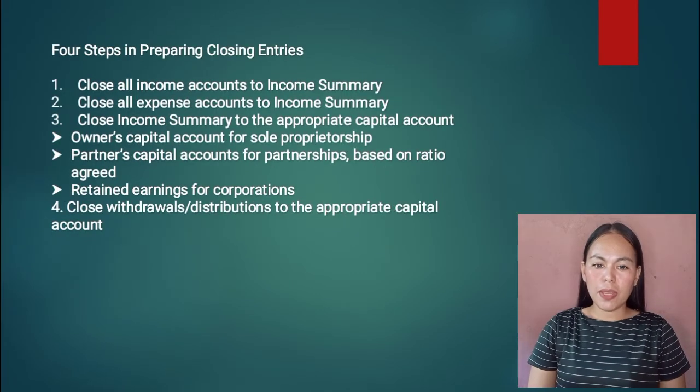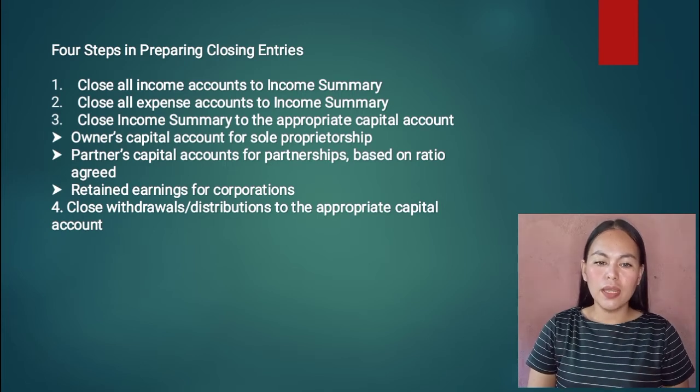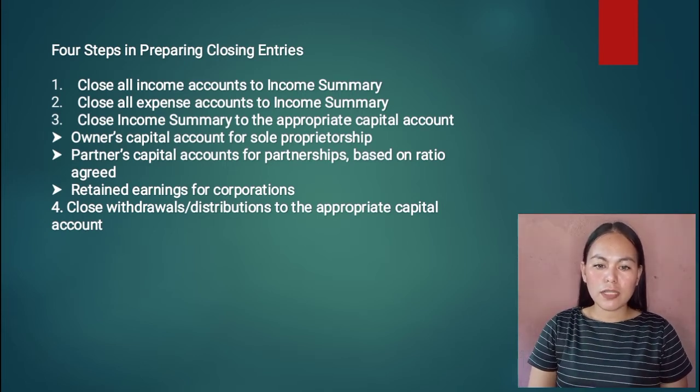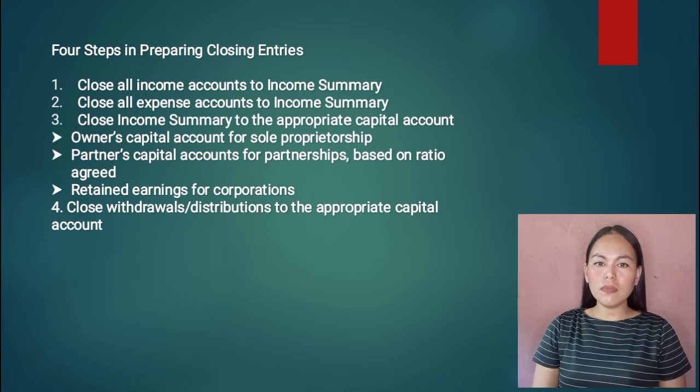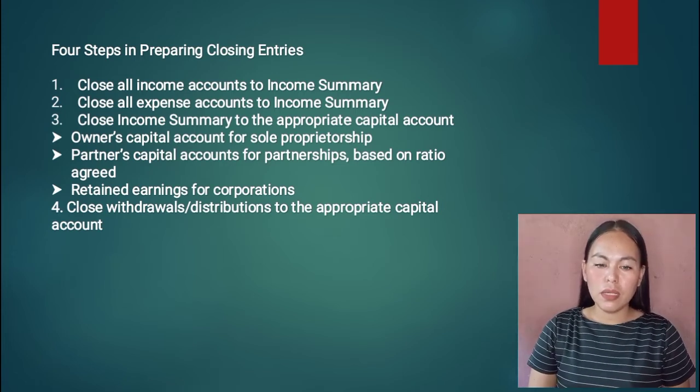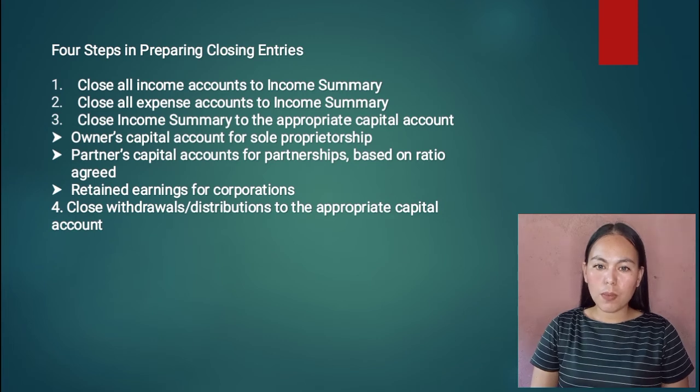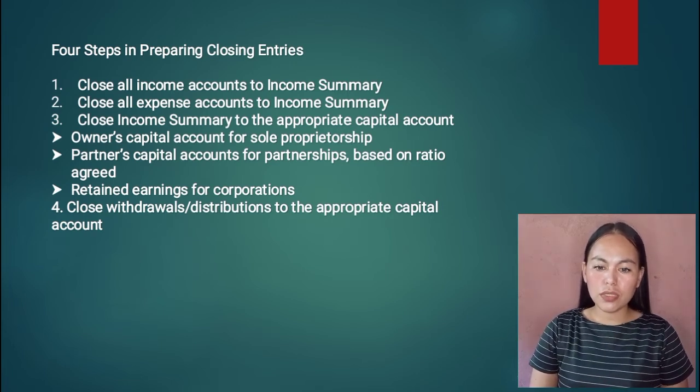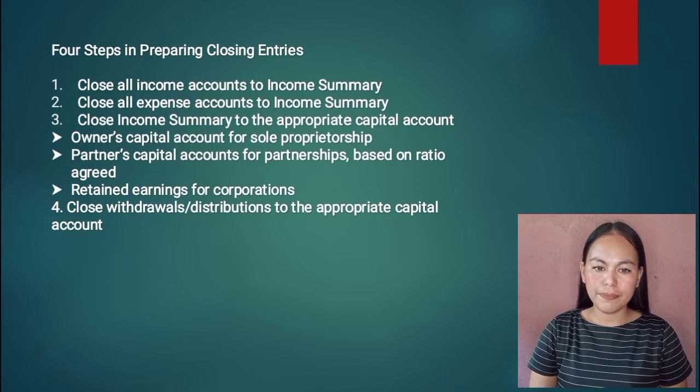Four steps in preparing closing entries. Number 1, close all income accounts to income summary. Number 2, close all expense accounts to income summary. Number 3, close income summary to the appropriate capital account: owner's capital account for sole proprietorship, partners' capital accounts for partnerships based on the ratio agreed, retained earnings for corporation. Number 4, close withdrawals or distributions to the appropriate capital account.